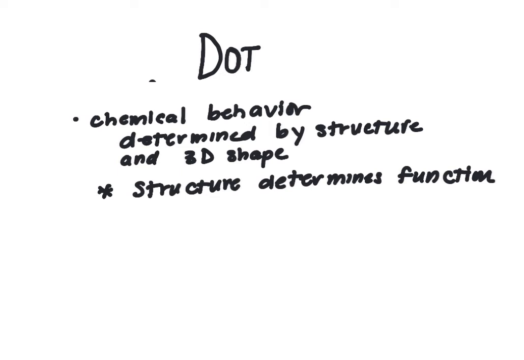In this video, we are going to explore Lewis dot structures and the octet rule. A molecule's chemical behavior is determined by its structure and three-dimensional shape. This is a very important concept, and it's the foundation of how biomolecules function. Structure determines function. So how are atoms connected?